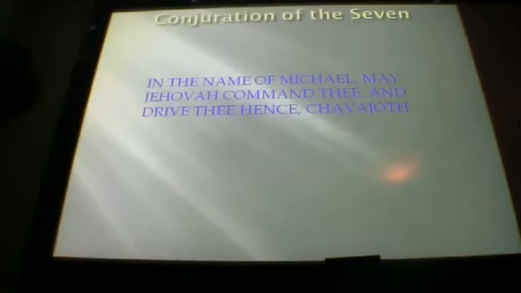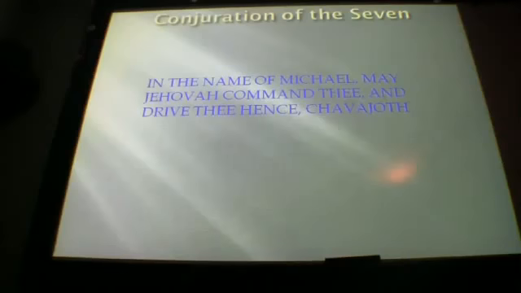Okay. So this is the Conjuration of the Seven here. And we're going to go line for line. We'll reveal pretty much everything that Samael left for us, which we'll see isn't a lot, but it's something. So we'll jump right into it. The first line: In the name of Mikael, may Jehovah command thee and drive thee hence, Kavayot.